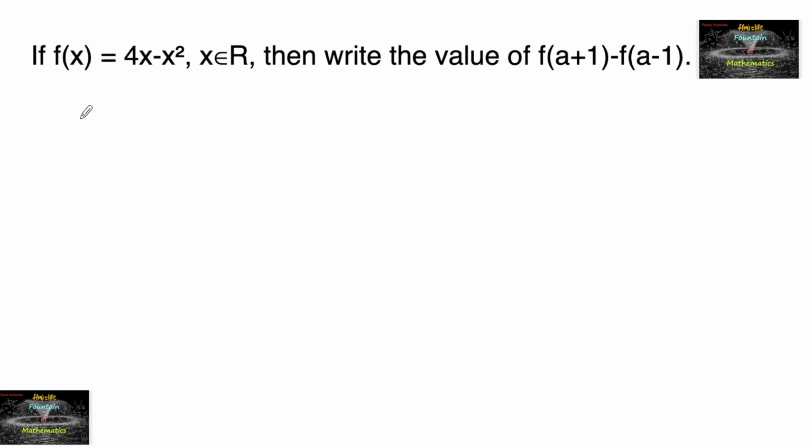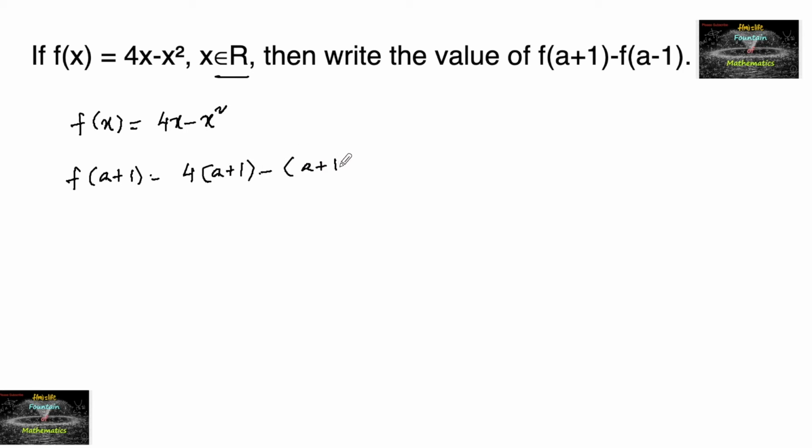If f of x is equal to 4x minus x square, where x belongs to R, real numbers, then write the value of f of a plus 1 minus f of a minus 1. So what is f of a plus 1? 4 times of a plus 1 minus of a plus 1 whole square, and f of a minus 1 equals 4 times of a minus 1 minus a minus 1 whole square.